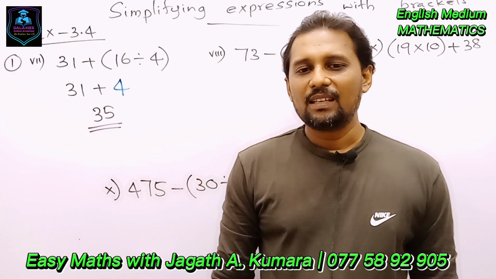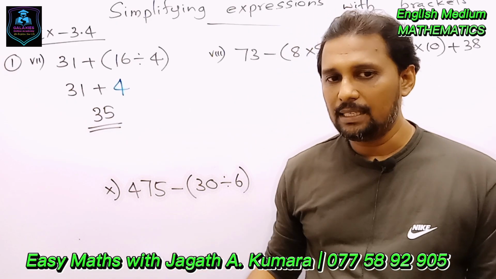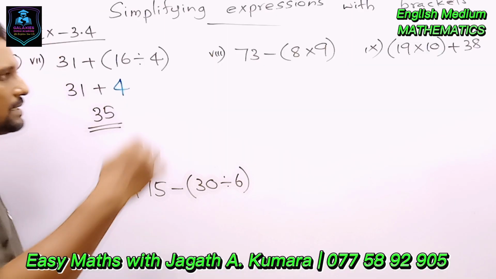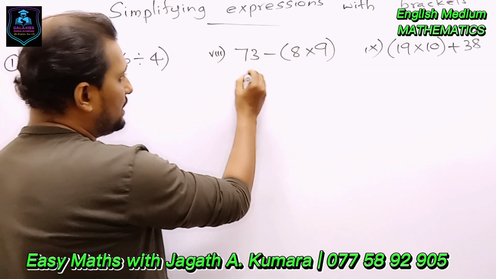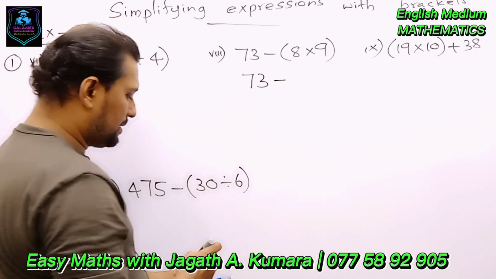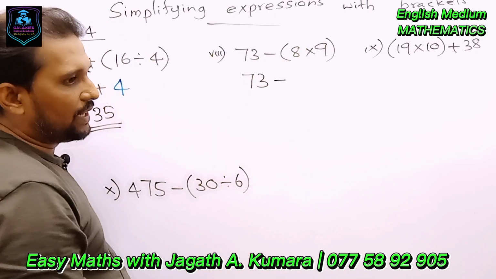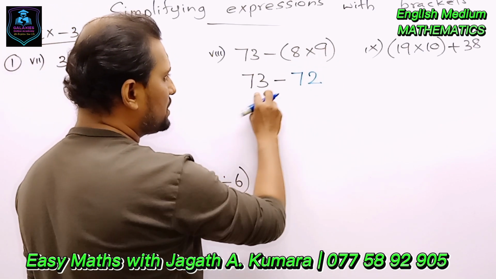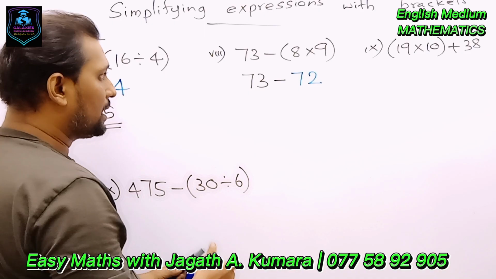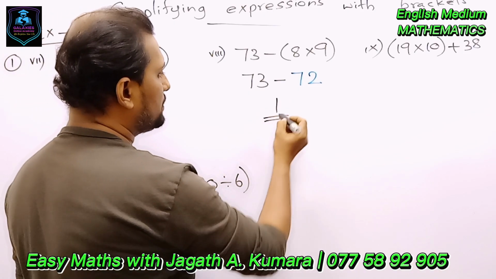Right. Then let's go to number 8. 73 subtract, within the bracket 8 multiply 9. Simplify inside the bracket: 8 multiply 9 is 72. 73 minus 72, the answer is 1.